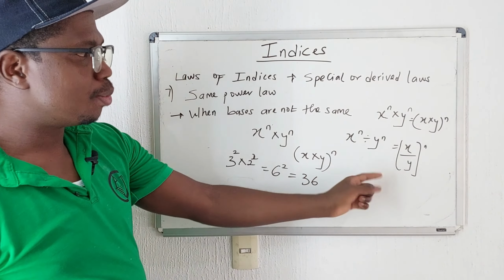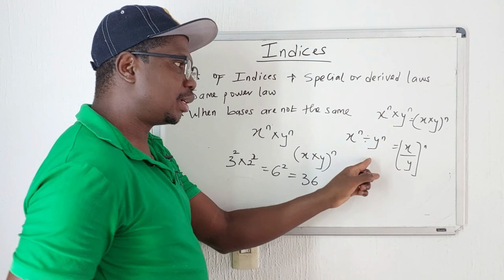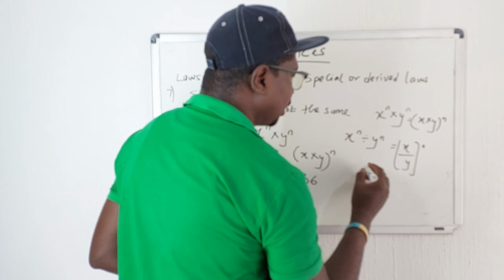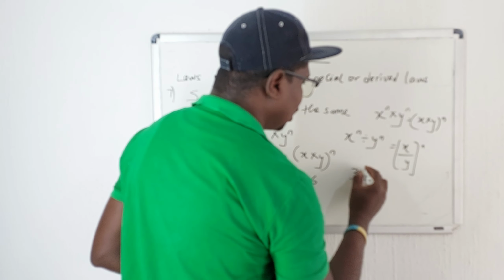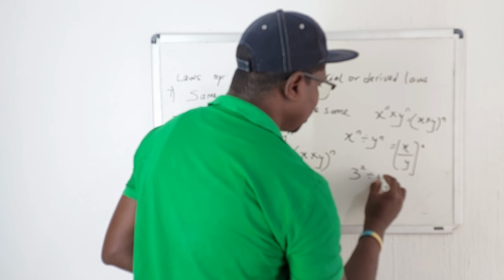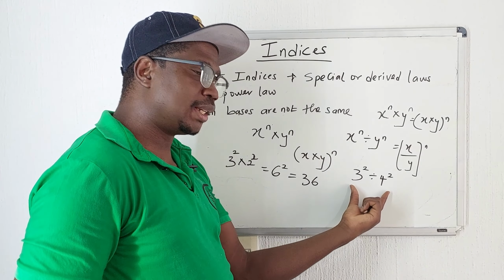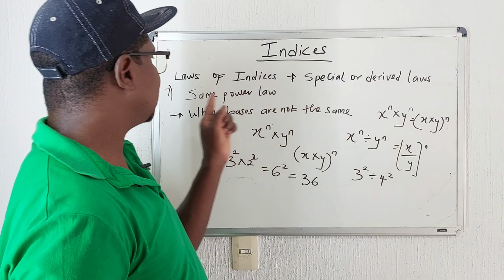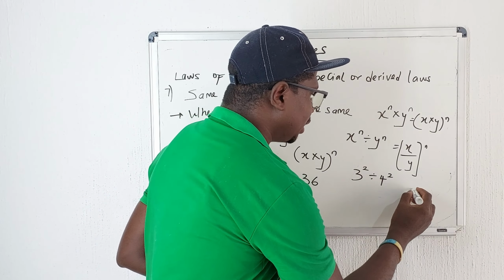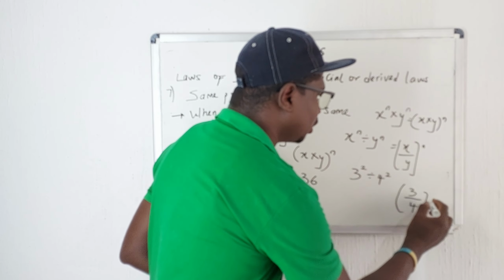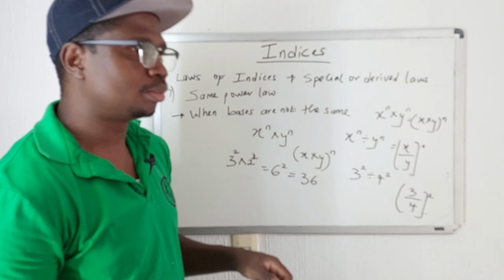36. In the same way, if it's dividing, when they have the same power, for example, we have 3 raised to power 2 divided by 4 raised to power 2. The bases are not the same, but the powers are the same. We use the same power law. You just say 3 over 4, raised to power 2.